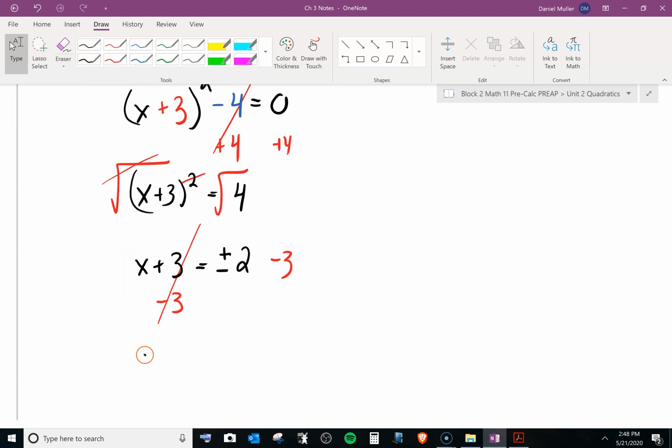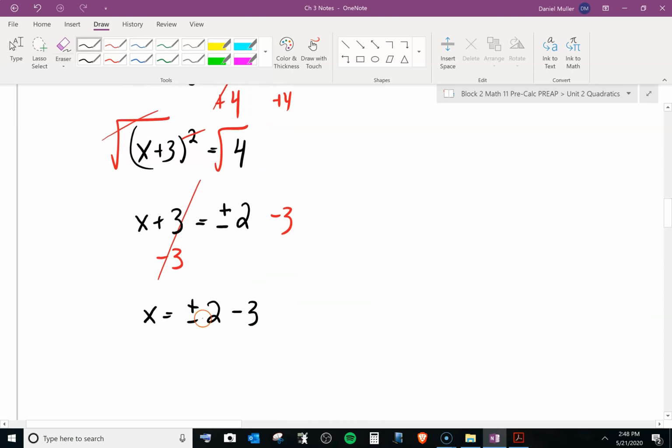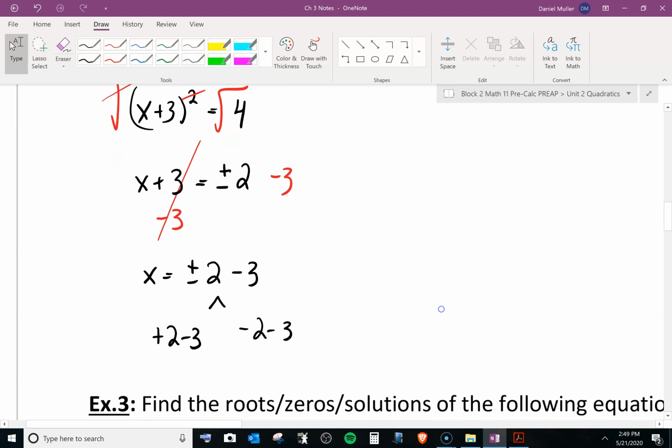So then we get this really weird looking thing. It says plus minus 2 minus 3. Well, we have two options. You've got a plus 2 minus 3, or we've got the minus 2 minus 3. This ends up being negative 1. 2 minus 3 is negative 1. And negative 2 minus 3, both negative, is negative 5.